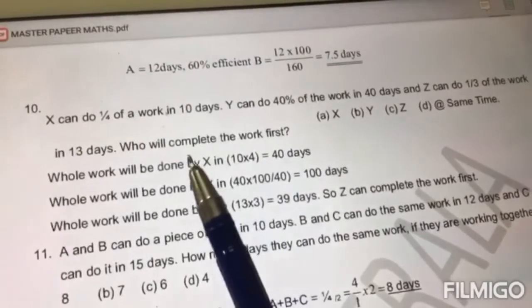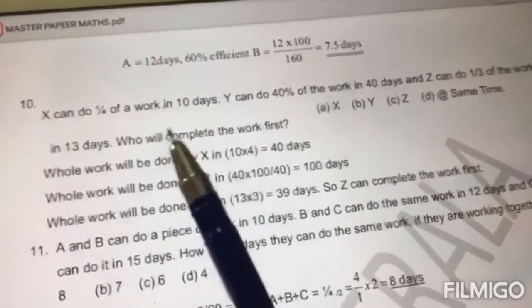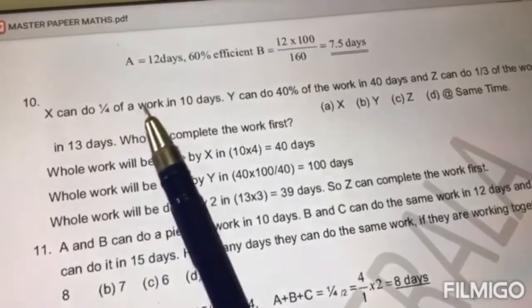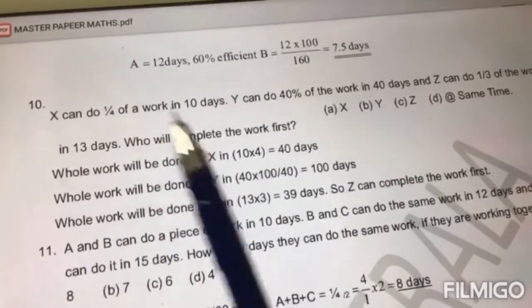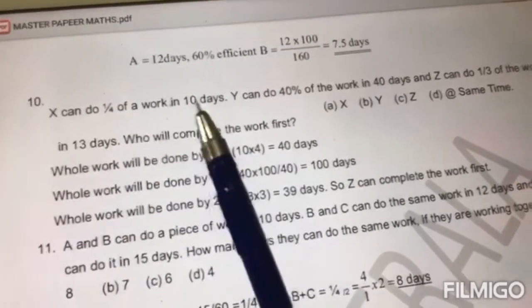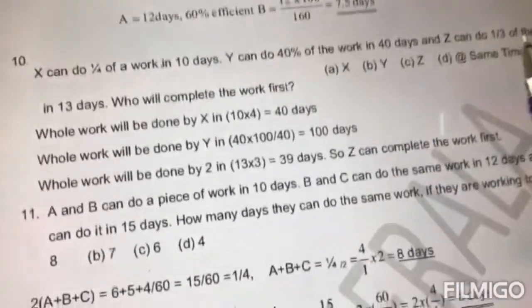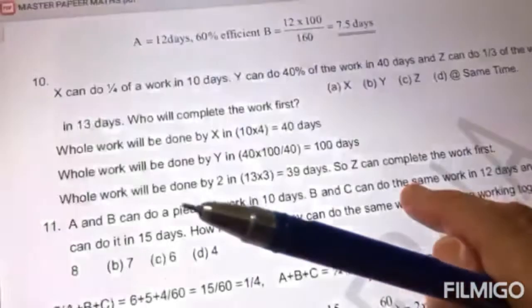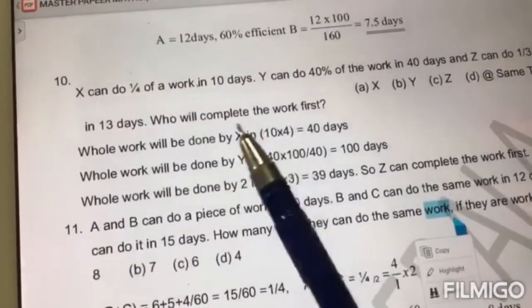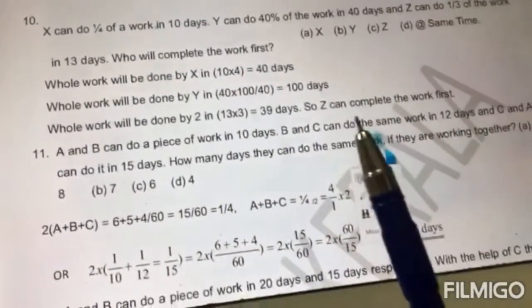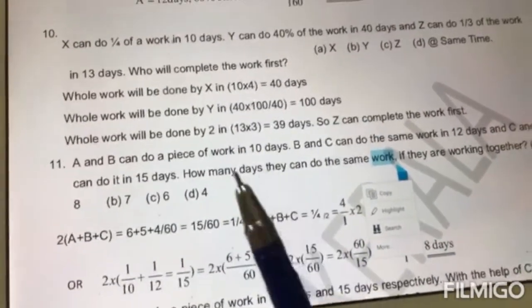All right. Then find out how to do that full one work. How many days will X alone take? And to do the full one work, how many days will Y alone take? And to do the full one work, how many days will Z alone take? Whoever takes the least number of days will be the one who completes the work first. Okay? Try it out. It's not difficult.